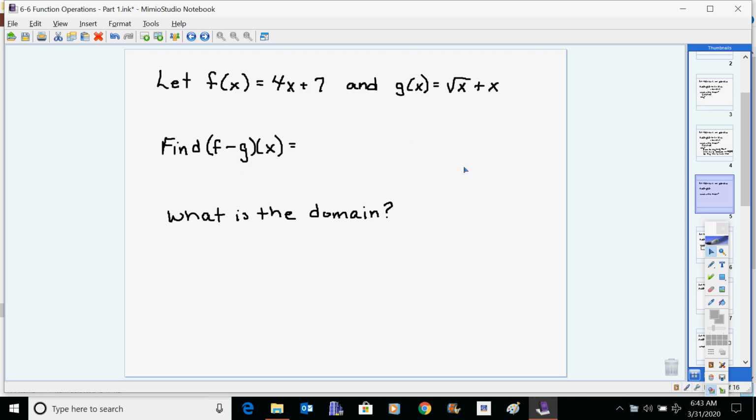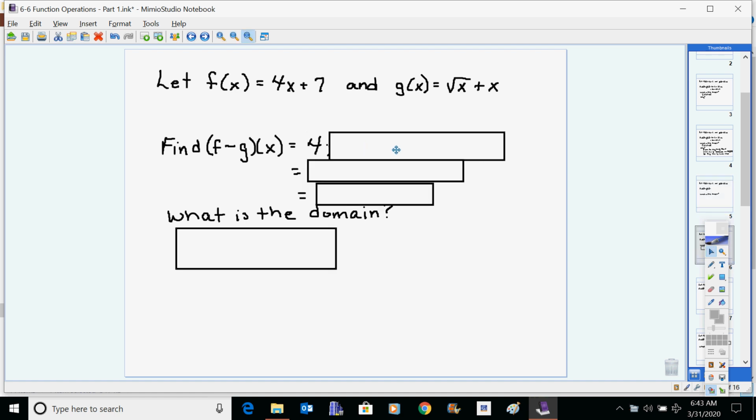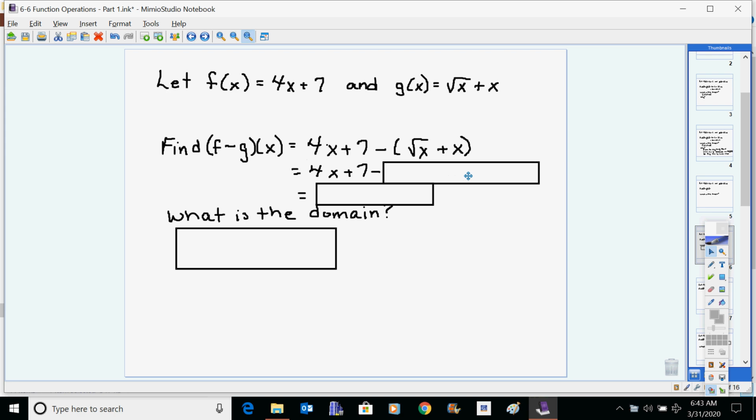For subtraction, it's almost as easy as addition, except you're subtracting. You do have to be careful, though, to make sure that you subtract the whole second function. So here's our first function, and you're going to subtract the second function, which means watch out for this negative. It has to get distributed. So minus square root of x minus x.